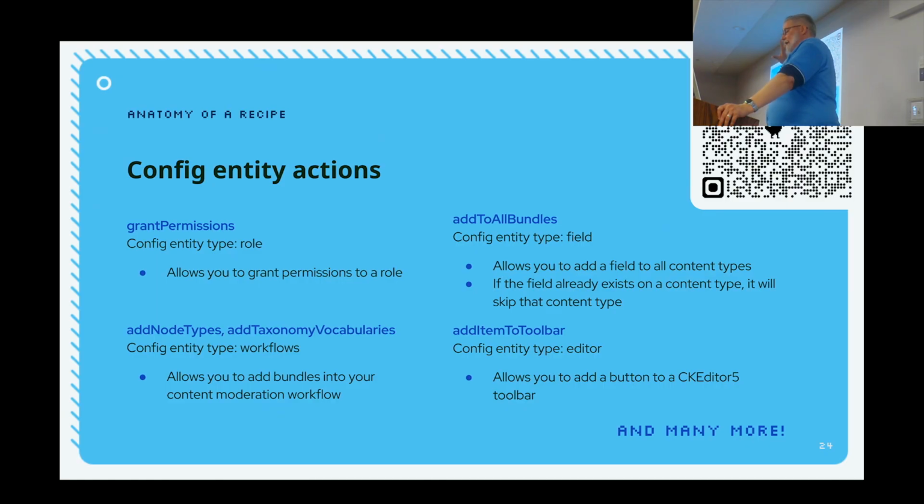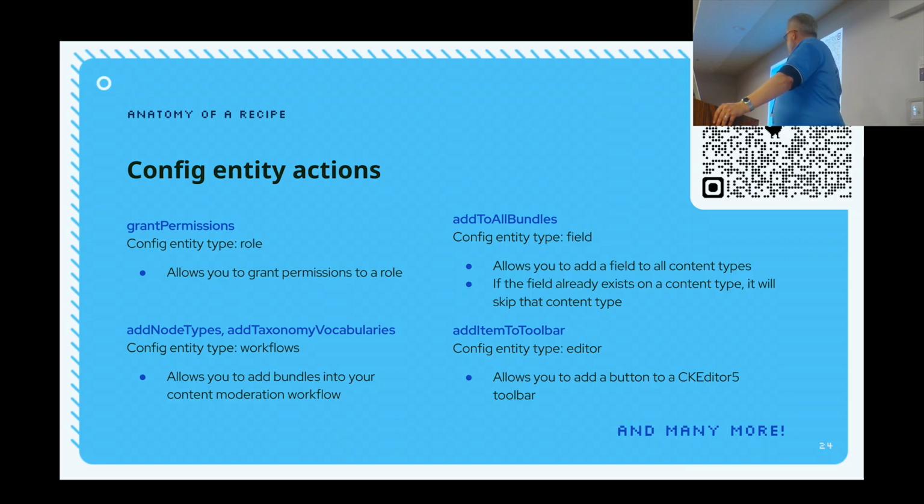The other sort of big set of config actions, and probably actually a much larger set in terms of the number of actions available, are config actions that are really specific to certain kinds of entities. So as an example, if you want to manipulate a role, there is a grant permissions config action to specifically add 1 or more permissions to the role specified. In a similar way, if you are working with workflows, you can add node types, taxonomy vocabularies, and so on.